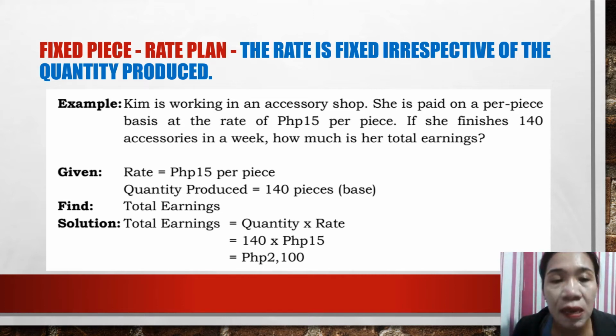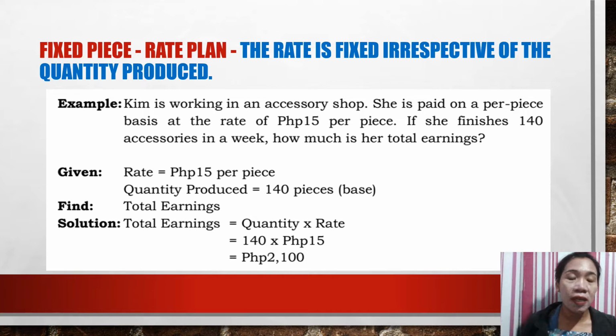The example is Kim, who is working in an accessory shop. She is paid on a per piece basis at the rate of 15 pesos per piece. If she finishes 140 accessories in a week, how much is her total earnings? Okay, the given is the rate, which is 15 pesos per piece, and the quantity or the number of products that Kim finished in 1 week, which is 140 pieces. Now, let us try to find the total earnings, which is the question. How much is her total earnings?